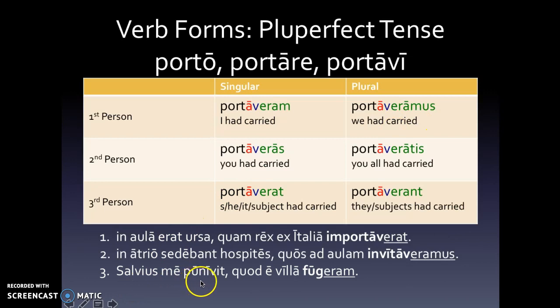Salvius me punivit quod a villa fugaram. So the fug is the base, the root, for the third principal part of this verb. And then we have eram, which is right here. Eram, I had fled.